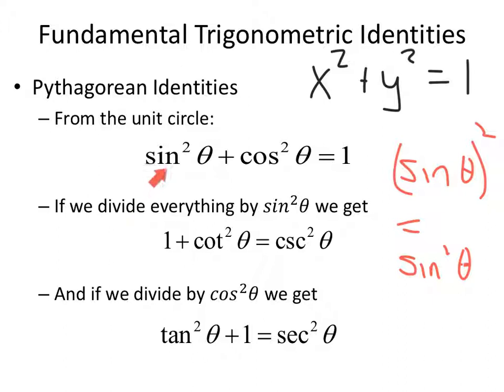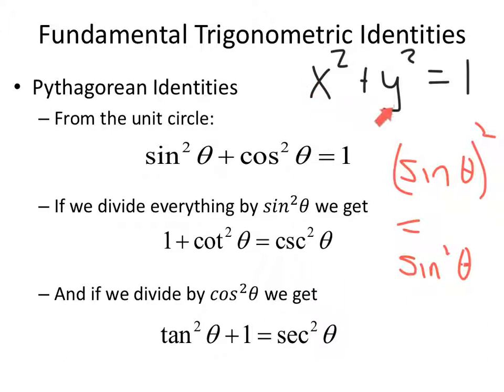But if I divide everything by sine squared, sine squared divided by sine squared is 1. Cosine squared theta divided by sine squared theta is cotangent squared theta. And 1 divided by sine squared theta is cosecant squared theta. So from the basic unit circle, in terms of sine and cosine, I have a second Pythagorean identity.